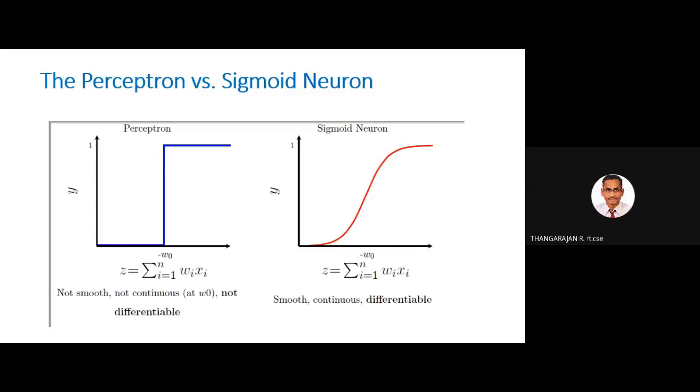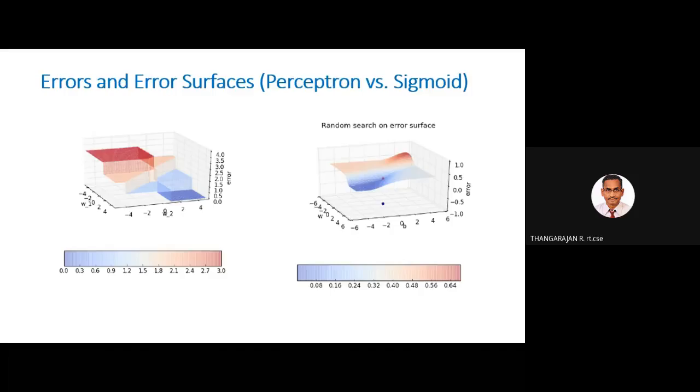So that's what you can do: replace this W transpose X by Z, and this is what a perceptron theta looks like. And this is what a sigmoid neuron theta looks like. So it's smooth, continuous, and differentiable. These are the things you have to keep in mind.